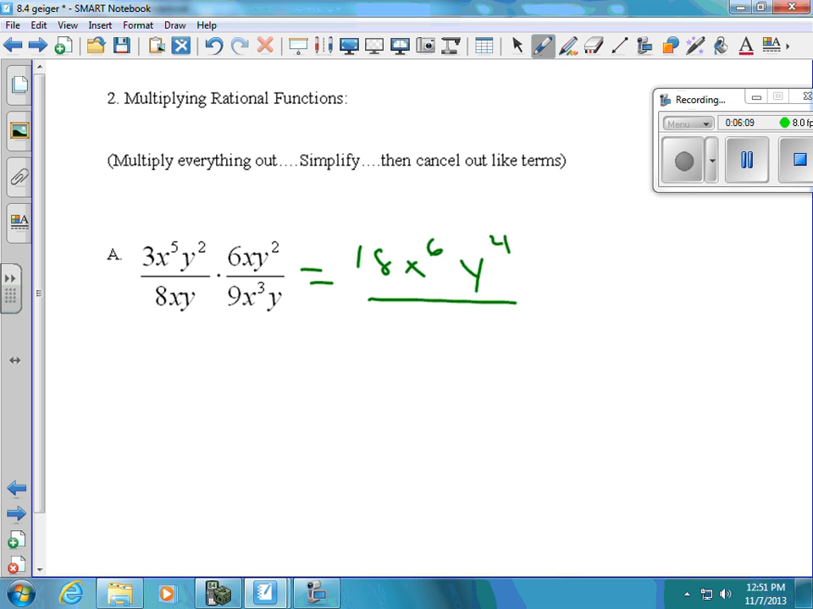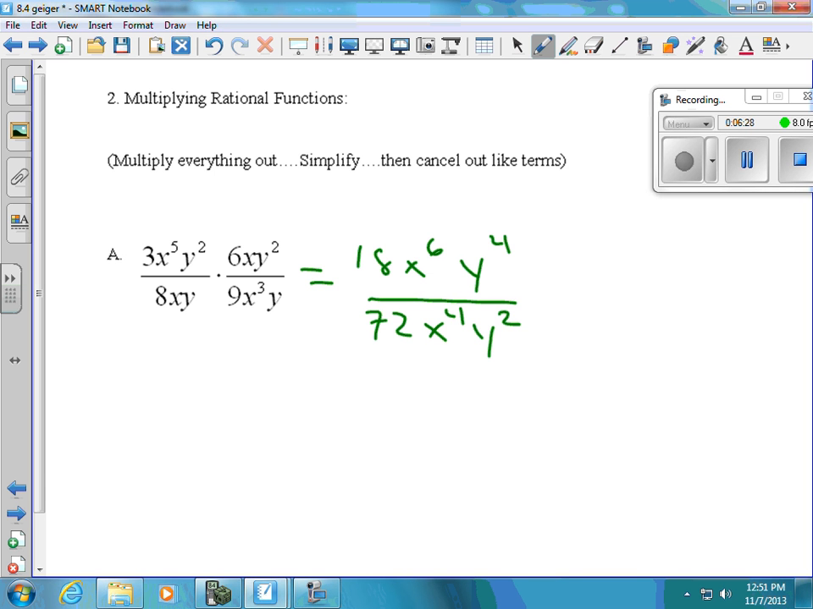Over, well, 8 times 9, that is 72, I believe. And x times x to the 3rd, that's x to the 4th. Y times y is y squared. So now, can we simplify this problem? I would think we could.